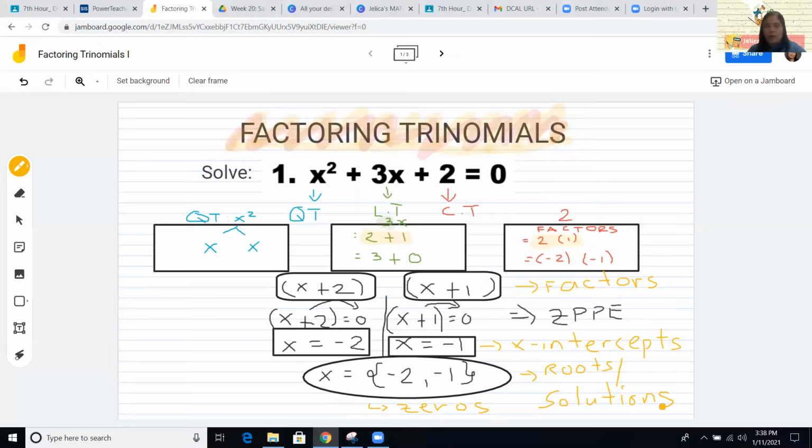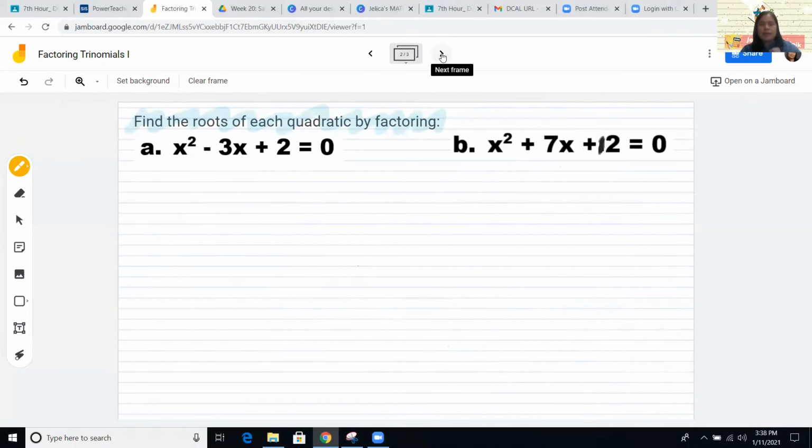So that's all for the factoring trinomials. And if you need an example, just continue watching the video. Okay, let us proceed on the next slide. For the next slide, we'll find the roots of each quadratic by factoring. So I will answer this one in a quick way so that we can finish it earlier. Okay, so the first part is very detailed, and if you need to slow it down, just rewatch the video.